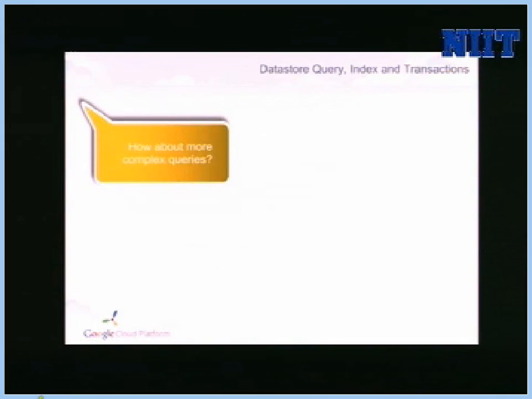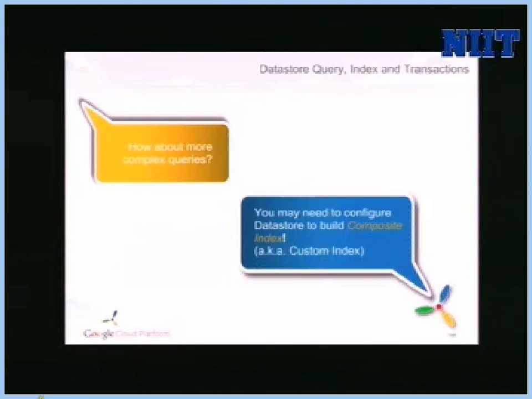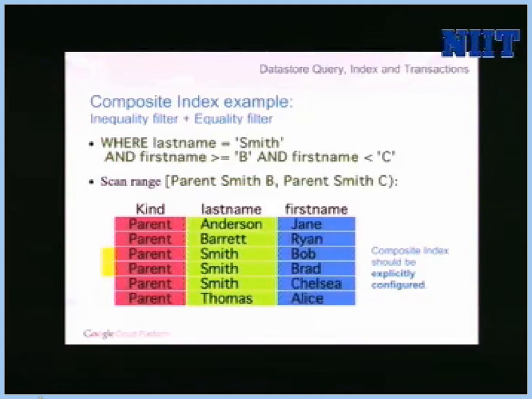Let's discuss the more complex query. For more complex queries that would involve more than one property, you would need to create an index called a composite index. This is also known as a custom index. This is an example of the query for a composite index. If you are using an inequality filter on one property and combining it with an inequality filter on another property, then you would need to build your composite index for that.